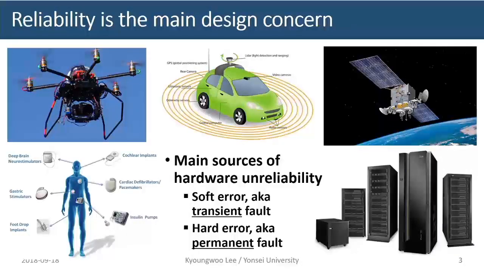Reliability is one of the main design concerns in embedded systems because they are deployed for several mission critical applications such as avionics, autonomous vehicles, space applications, and even healthcare applications. Any error in these systems can cause a catastrophic, serious result. There are two main sources that threaten hardware reliability. One is software error, or transient fault, and the other is hardware error, that is, permanent fault.